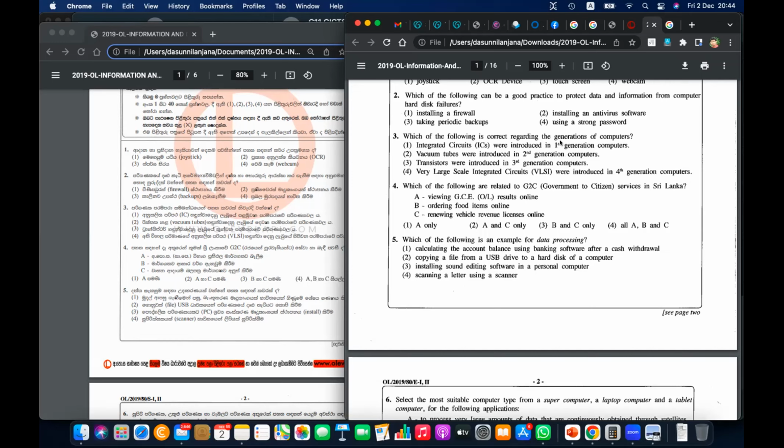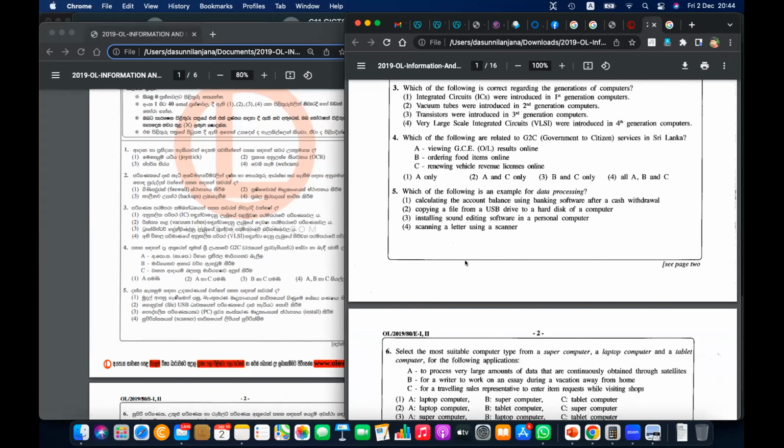Okay, here first generation vacuum tubes. That one is wrong. Integrated circuits are the third generation, because first generation is vacuum tubes, second is transistors, third is integration, so that is wrong. Transistors in the third generation? No, transistors came after vacuum tubes, the second generation. That is also wrong. Very large scale integration in the fourth, yes, that is correct. So for question number 3, option 4 is the answer. Yes, it's correct.